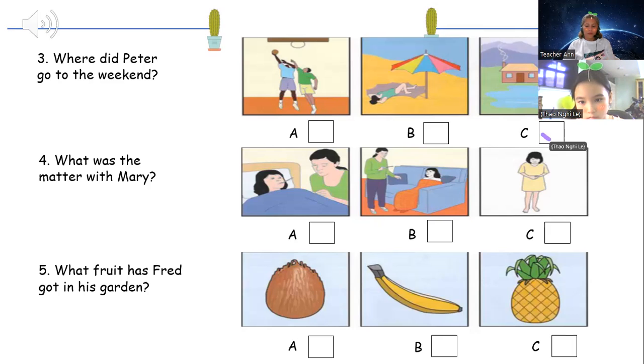Four. What was the matter with Mary? Mary couldn't come to school today. What was the matter with her? Did she have a stomach ache? No, she had a temperature. Was she in bed? No, she sat on the sofa in the living room.